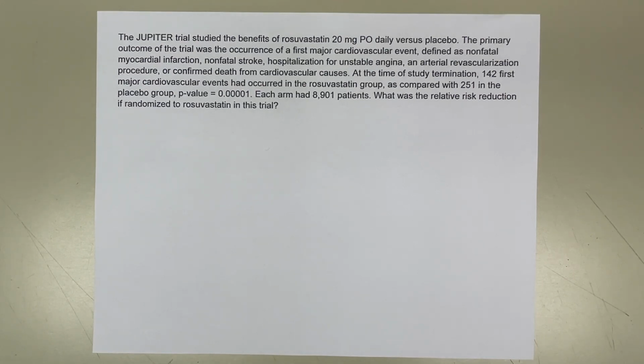At the time of the study termination, 142 first major cardiovascular events had occurred in the rosuvastatin group, as compared to 251 in the placebo group. P-value equals 0.00001. Each arm had 8,901 patients. What was the relative risk reduction if randomized to rosuvastatin in this trial?